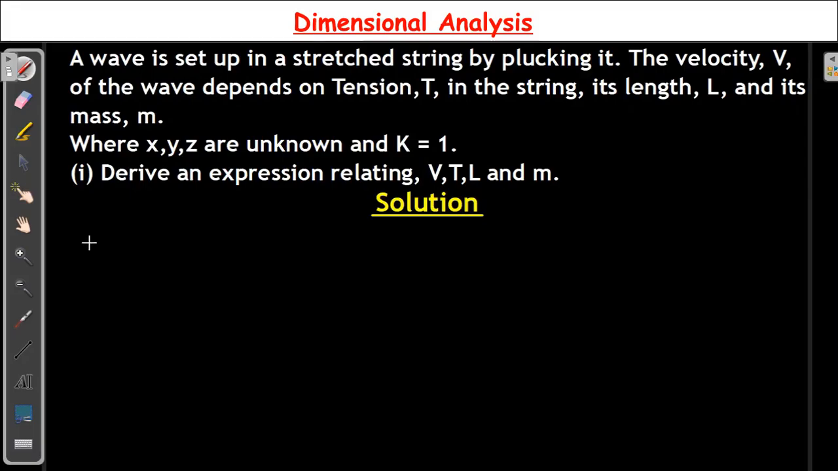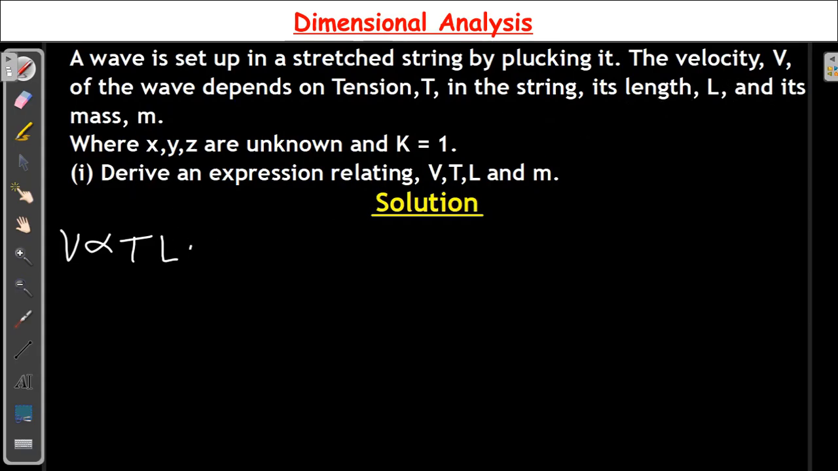In this video, let's learn about dimensional analysis. So we have a wave set up in a straight string. The velocity v of the wave depends on the tension T in the string, its length L, and its mass M.